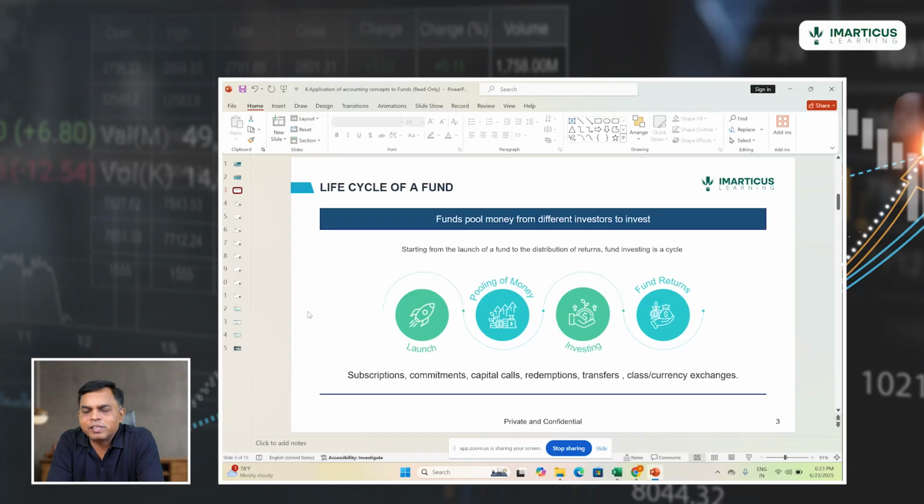We will take a couple of transactions of the fund and then we'll apply the accounting concepts like cash accounting and accrual accounting to fund accounting. To start with, what is the basic life cycle of a fund?